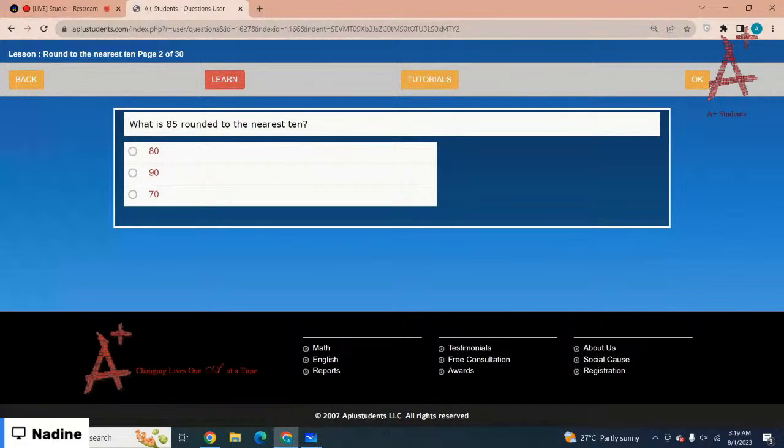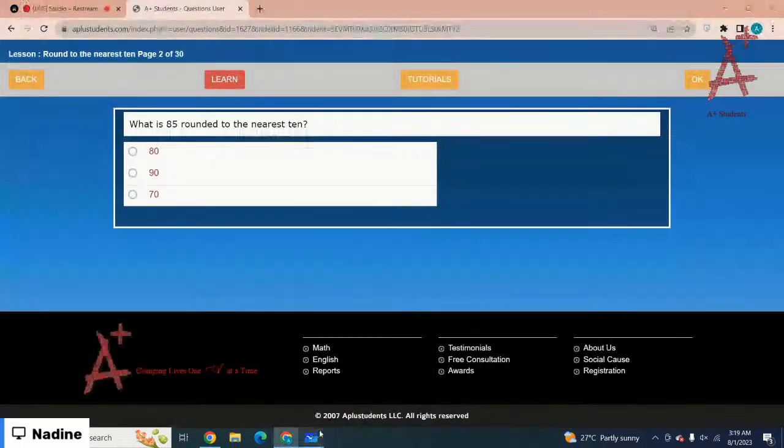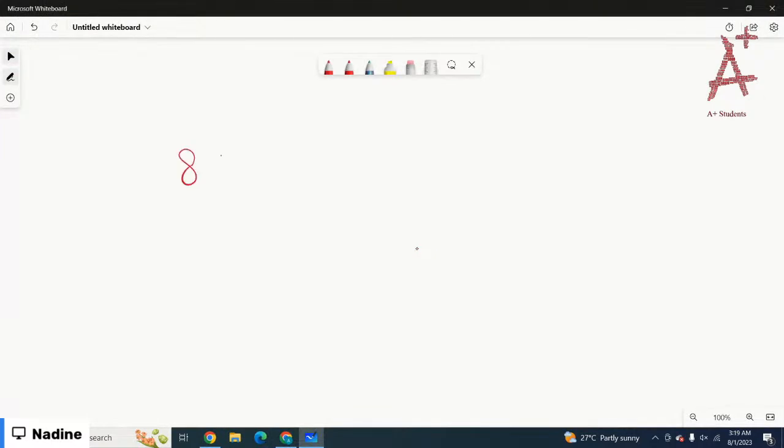What is 85 rounded to the nearest 10? So 85. 8 is at the tens position. Right next to 8, you have 5. You have to compare the 5 to 5. So you can see they are exactly equal.